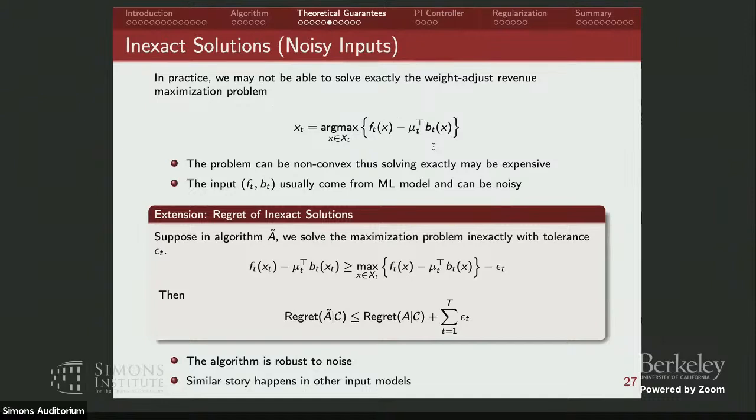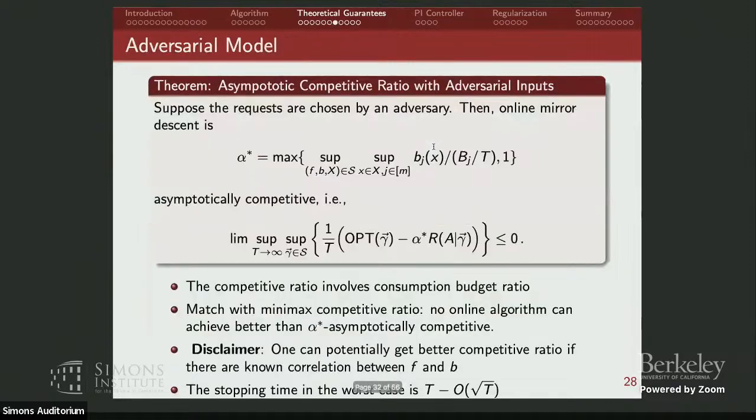And the good part is that this error is going to be additive. That's the best you can hope for, that the regret bound is additive. That means if you have a good solution, like a 1 - 1/e approximation for solving this problem, then you get a 1 - 1/e competitive ratio for the whole problem as well. It's robust to the errors. Okay, so that's the stochastic case.